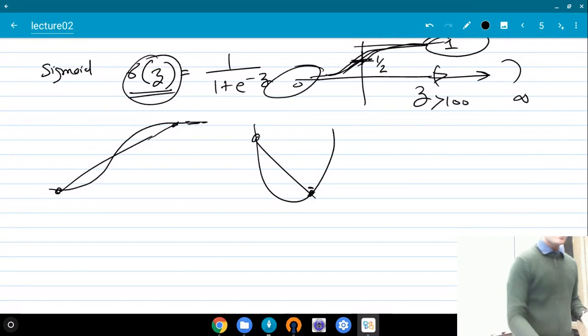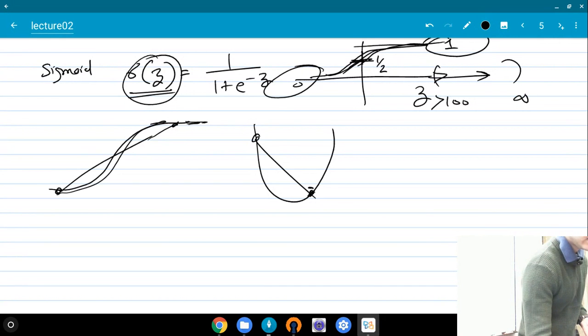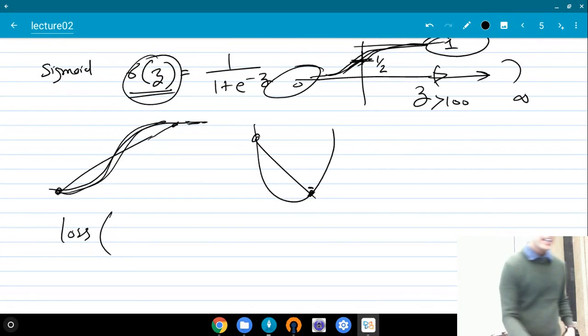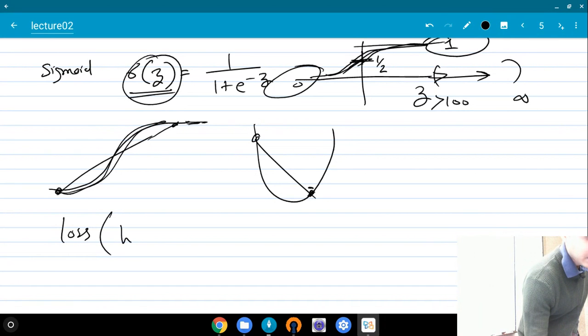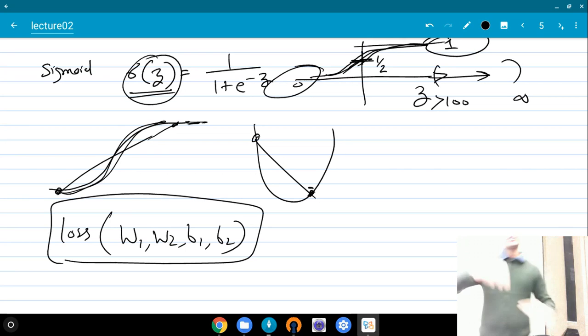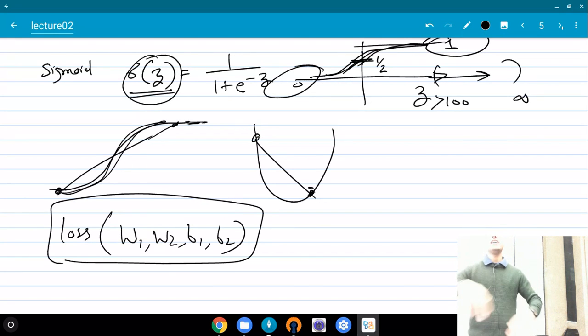Because this sigmoid is non-convex, it turns out that the final loss function, remember, minus log of what I showed, if you write it as parameterized with W1, W2, B1, B2, this is also going to be non-convex. It's definitely not going to be linear. Remember, we just introduced non-linearity, so the loss function is not going to be something nice.